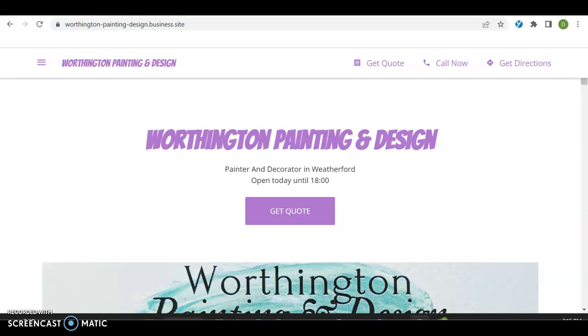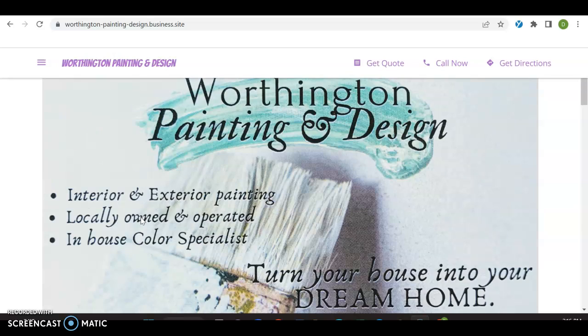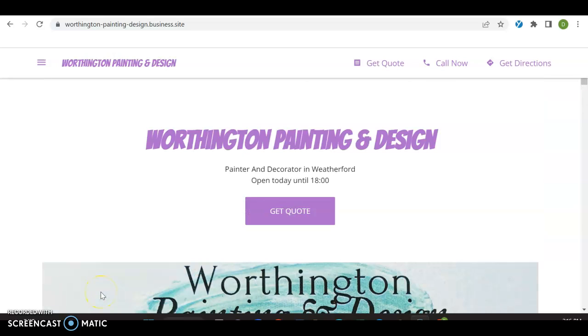So, Worthington Painting and Design. Love that you have it on the top left corner over here. There's no logo. We've got to get our logo in there, which I'm assuming is this picture behind us, or right here. So that's actually really nice. I'll try and find a way to make it smaller and get it somewhere here. But get quote, call now, get directions, excellent. It's call to action links. You definitely want those on your page. Even get a, right over here. That's great. I love the army time over here.